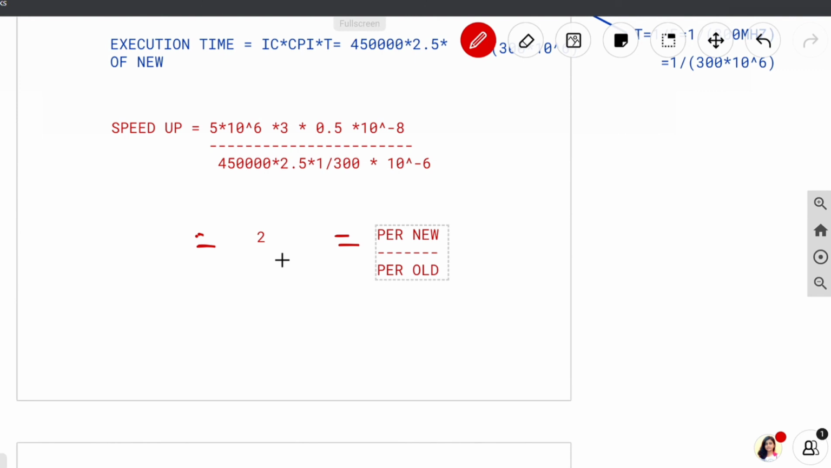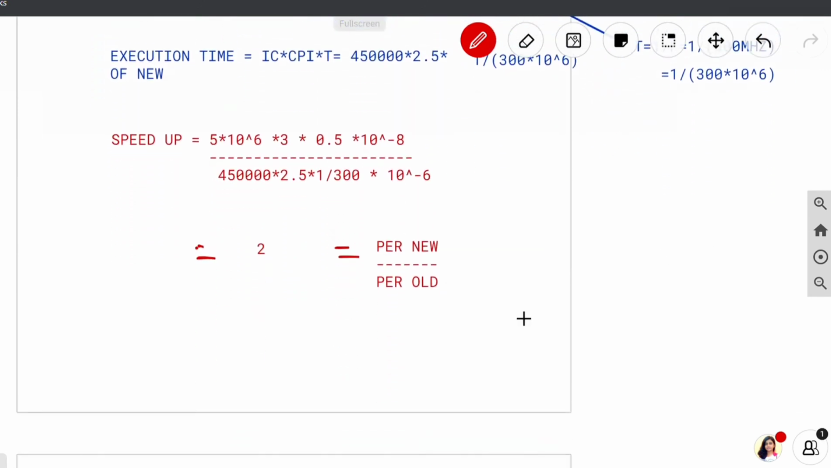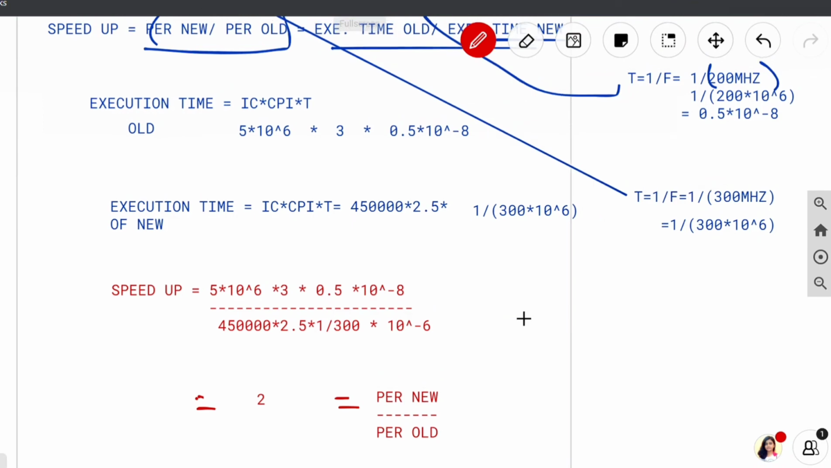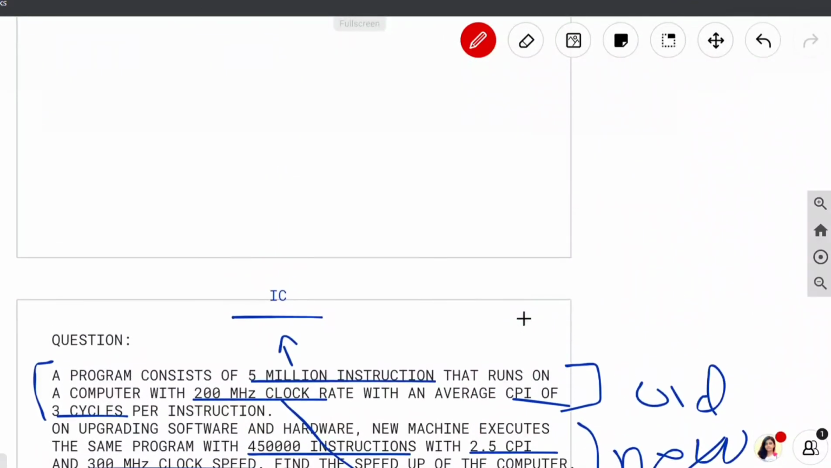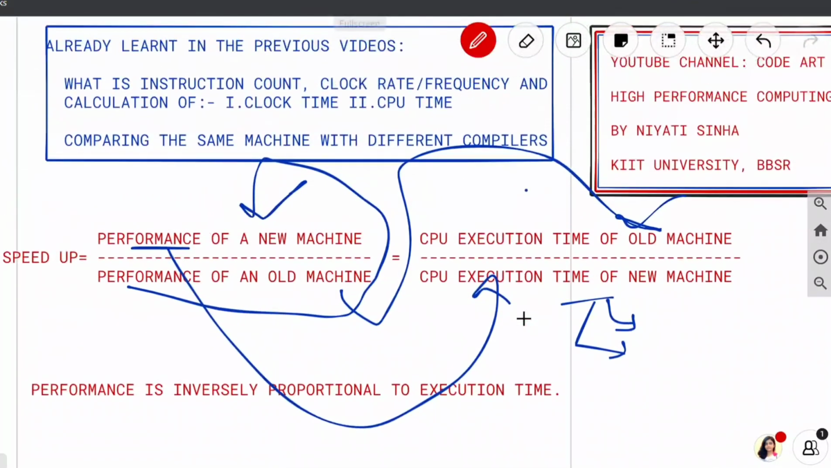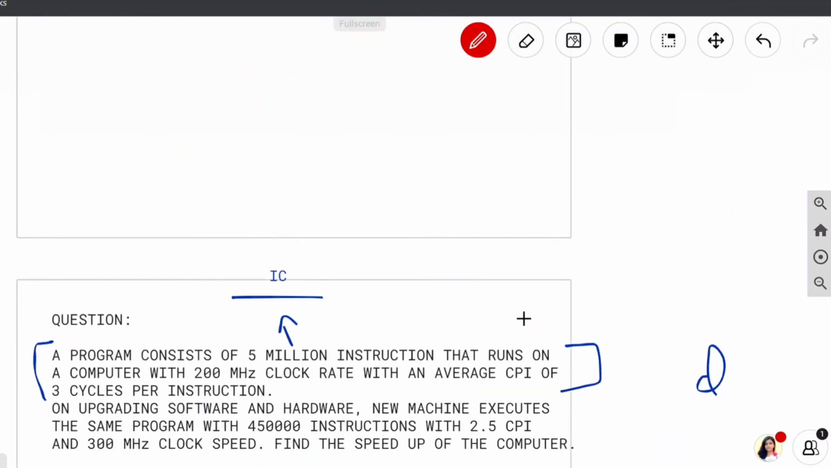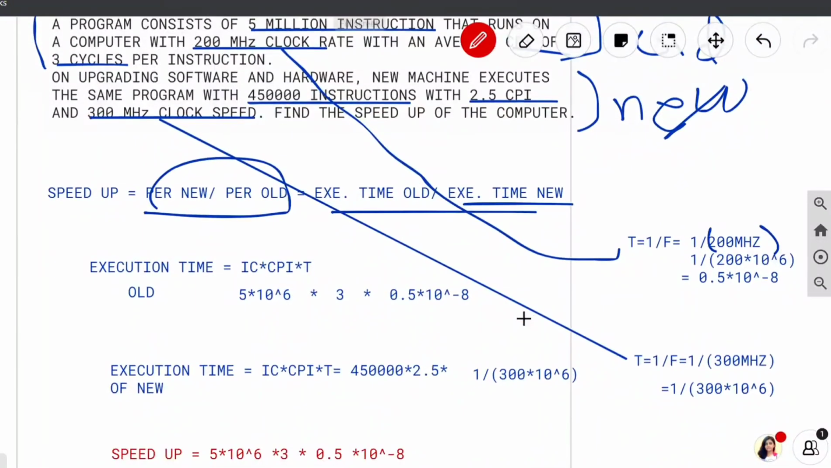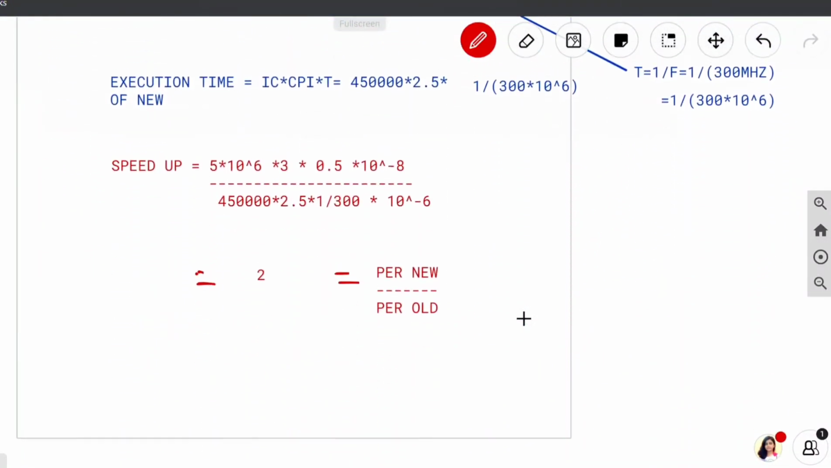So that's it. Thank you, and I guess you would have understood the main logic behind speed up now and how to compare the machines. What we have seen today is the speed up, and we have also done one question on the topic of speed up. Thank you, and that's it.